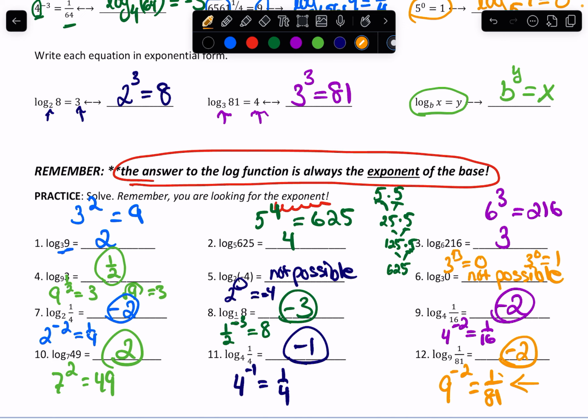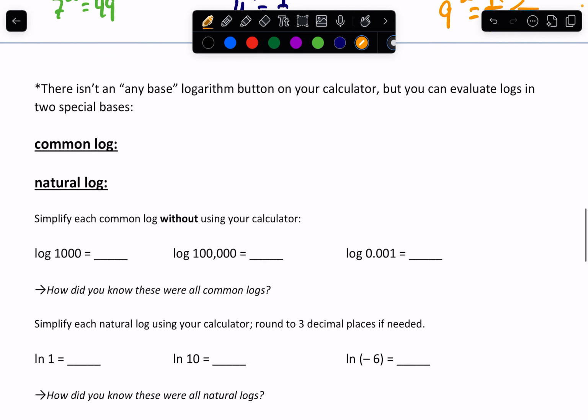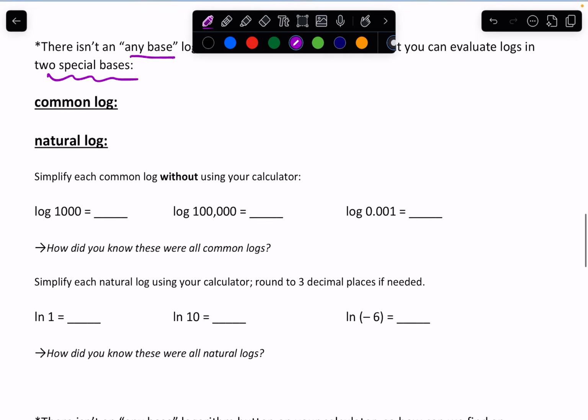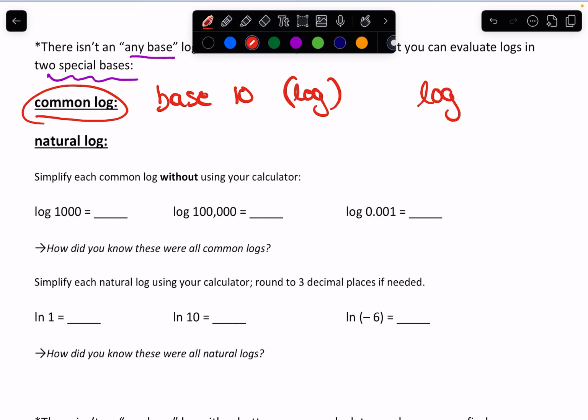Okay, now for the calculator, there is no such thing as any base. But what we can do is we can evaluate logs in 2 special bases. So our 2 special bases are base 10, and on the calculator, it is the log button. This is called the common log. So if you see log like this, it means that it is log with base 10.